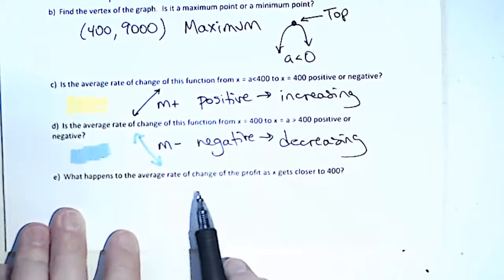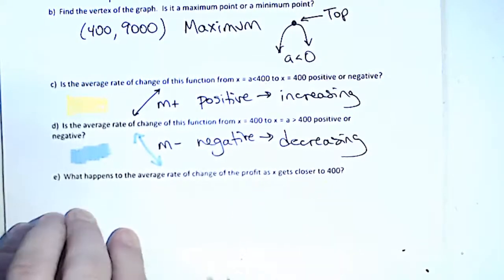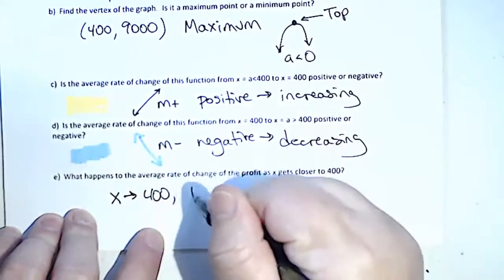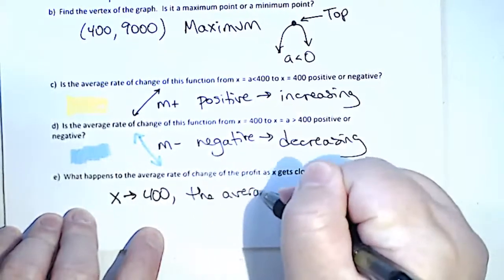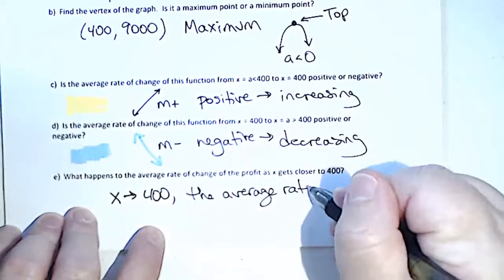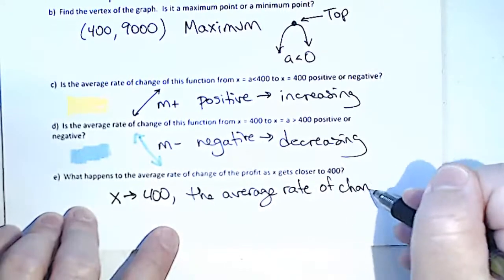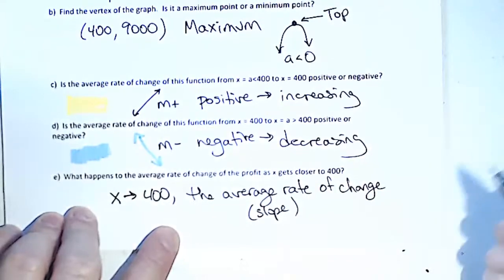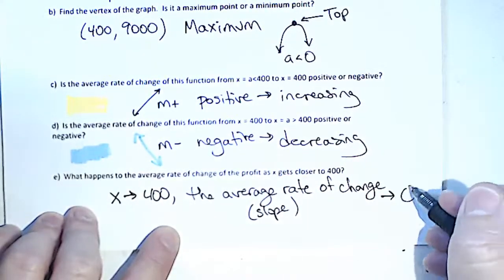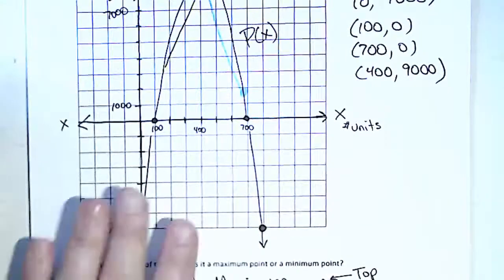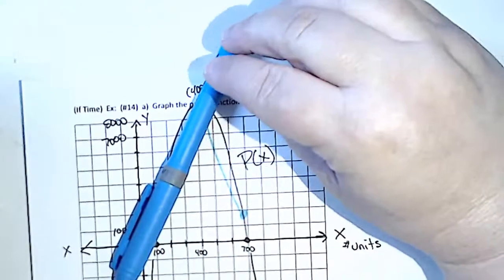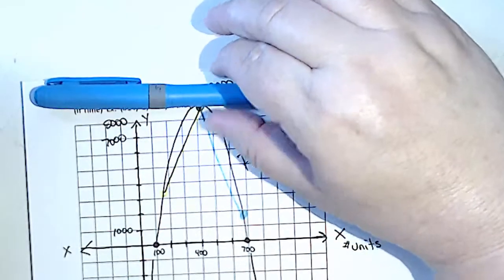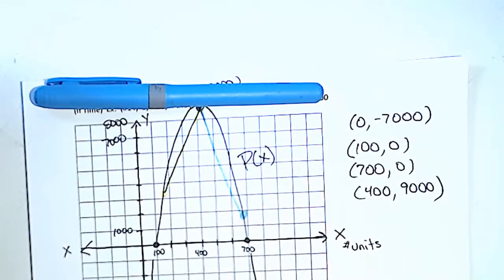What happens to the average rate of change of the profit as x gets closer to 400? As x gets closer to 400, the average rate of change, in other words, the slope, gets closer and closer to 0. As we get to the top of this curve, the pen goes to flat, goes to 0.